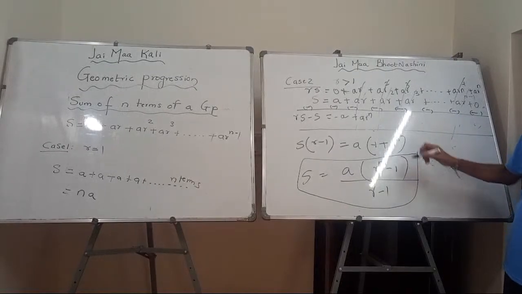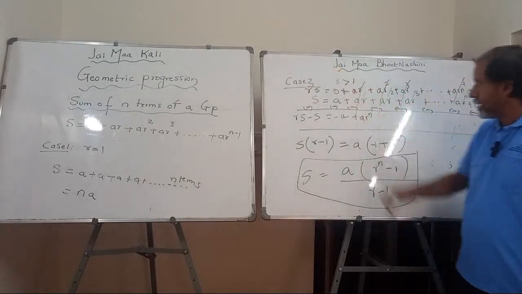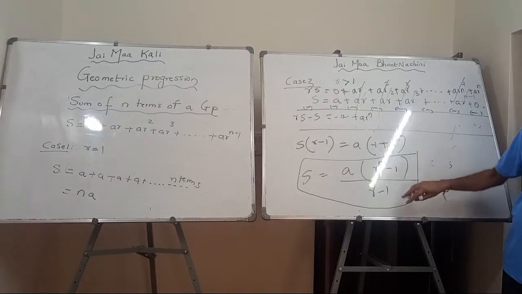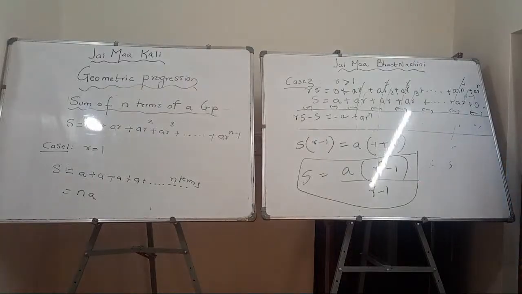In that case, this is case 3 by the way. R was less, so 1 minus Rn, 1 minus R. Now it is just the other way around. Rn minus 1, R minus 1. Any doubts? Think about it. You will get it.